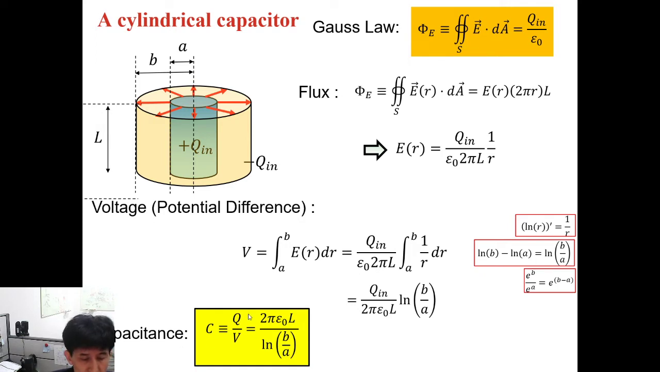So capacitance is Q over V again. We have V in terms of Q, and if we substitute V with this, then we obtain this. So capacitance for this structure is given as 2 pi epsilon 0 L over natural log of B over A.